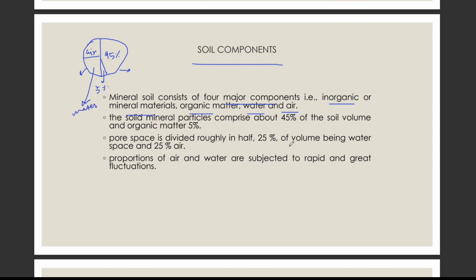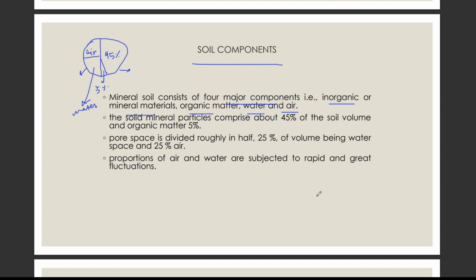So that is written here only. The proportion of the air and water are subjected to rapid and great fluctuation. Mainly, it is saying that the 25% air and 25% water is not very precise for any soil, because it may change. If soil water captures all the pores of the soil, then there will be no space for soil air. So an aeration problem will be there, and other problems will also be there.